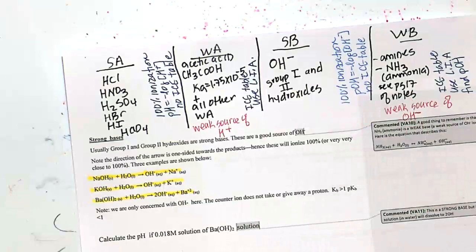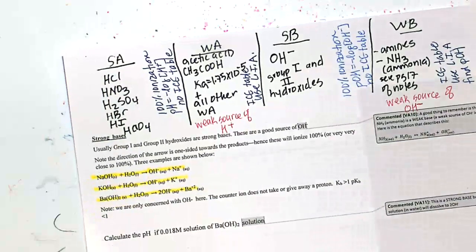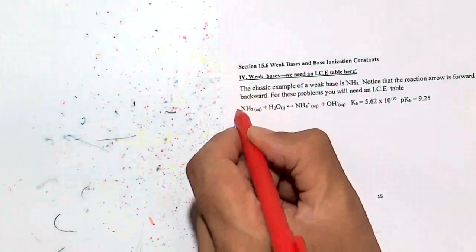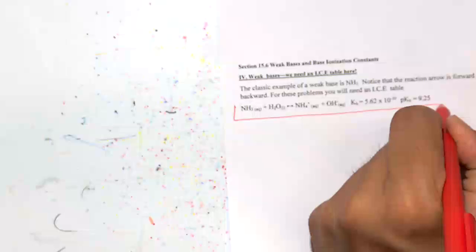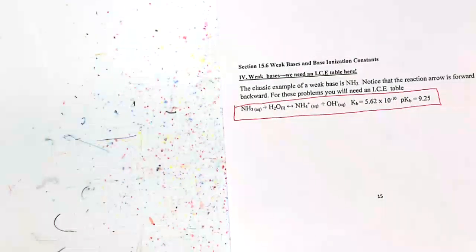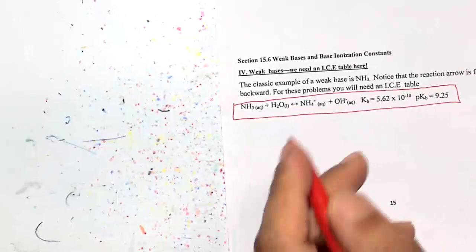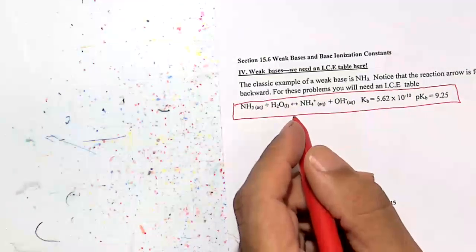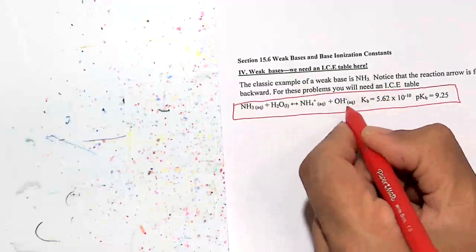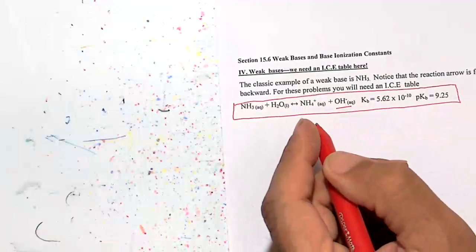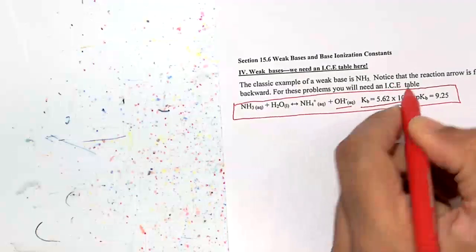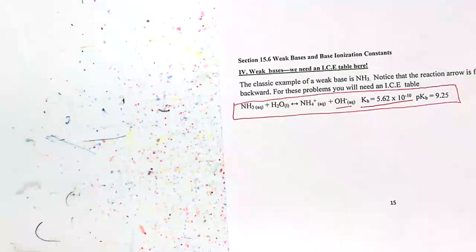Do you know ammonia? This is really interesting. Not many people know this. Ammonia is a source of OH minus. And here's that equation. This is your classic example of a weak base. Not many people know the ammonia that you buy from your store or wherever can actually give you OH minus. It is a source of OH minus. It's a weak source of OH minus. 5.62 times 10 to the minus 10 for the Kb.